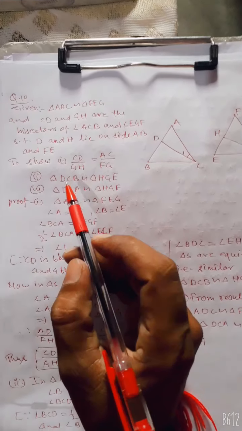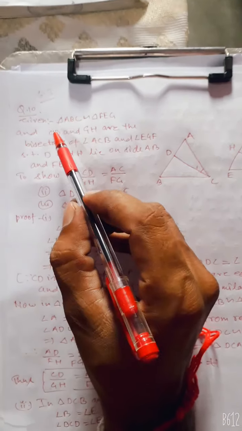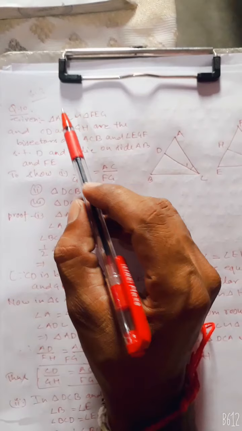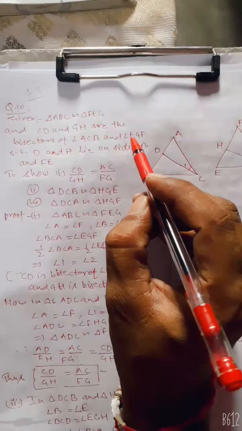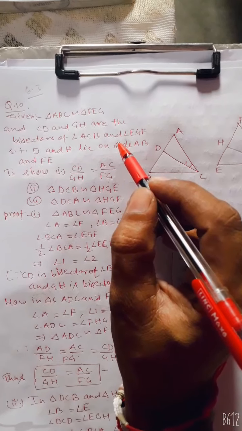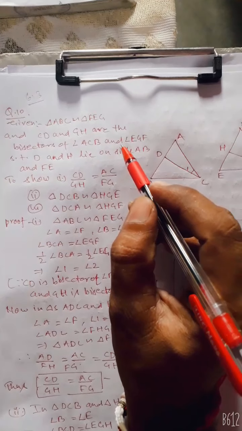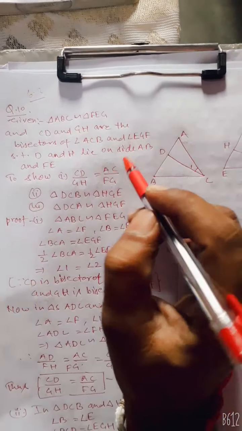Hello student. Now there is one more doubt from 6.3 question number 10. In question number 10 it is given CD and GH are respectively the bisector of angle ACB and EGF such that D and H lie on the side AB and FE of triangle ABC and triangle EFG respectively. If ABC is similar to FEG, then we have to show that.